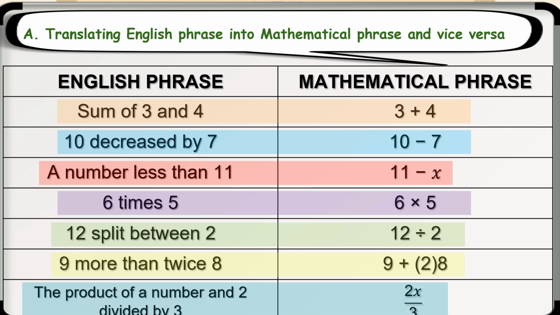Number 7. The product of a number and 2 divided by 3. In this phrase, we have two keywords, product and divided by. Take note that we have an unknown number wherein we can use any letter in the alphabet. Multiply first the unknown number, so let's say that is 2x, and then divide the product by 3. Thus, it will be written as 2x all over 3.